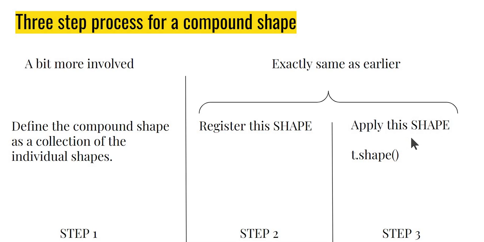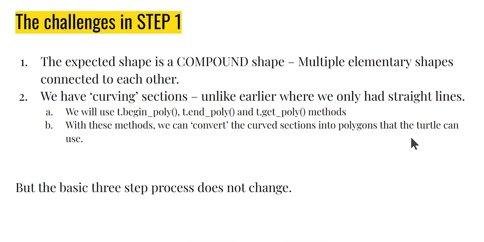Now, to do this, there are several steps involved. Like I said, there's a compound shape. We have a curving section. Somehow we need to figure out a way to represent that curving section as a polygon. And we can use for that purpose these methods called t.begin_poly, t.end_poly, t.get_poly, and so on.